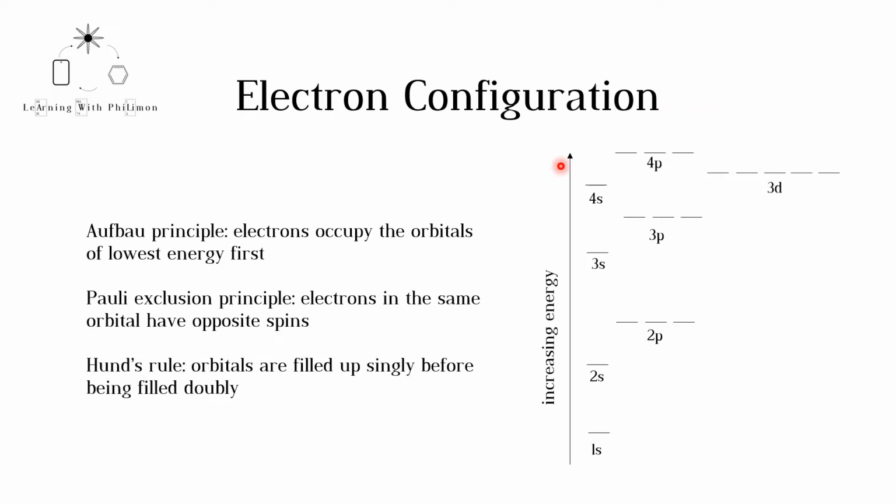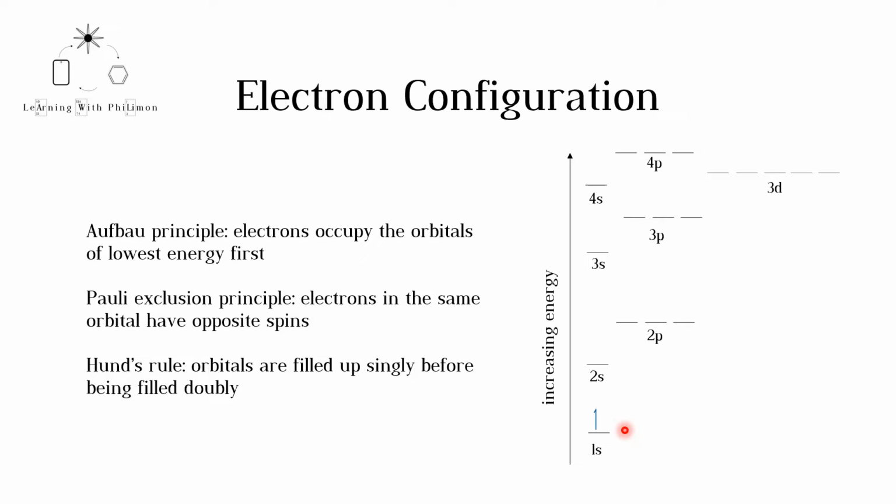Firstly, according to the Aufbau principle, electrons occupy the orbitals of lowest energy first. In the diagram, we see the orbitals placed in order of increasing energy. In the first energy level, only one s orbital is available, so electrons would occupy this orbital first.